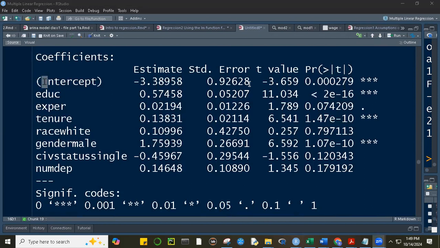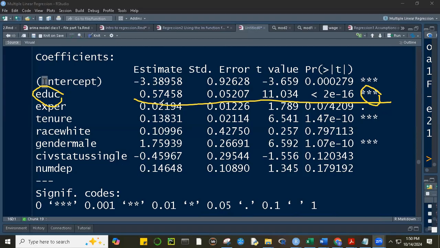So let's take a look at them quickly. Okay, so let me annotate here. All right, first is education. So there are certain details here. So this is your estimate. Okay, this is your standard error. This is your T value, and this is your P, and then take note, 3 stars. So this has something to do with the significance of your variable. Okay, let's analyze this first.